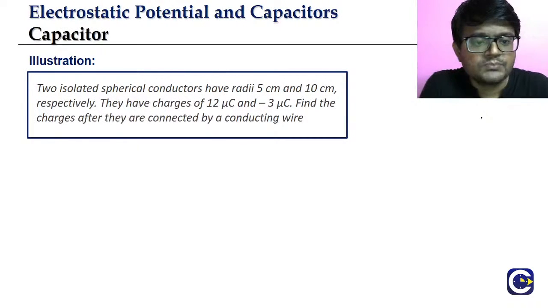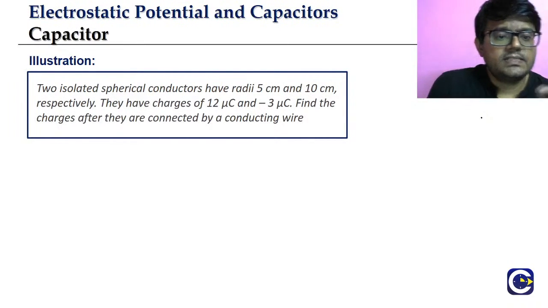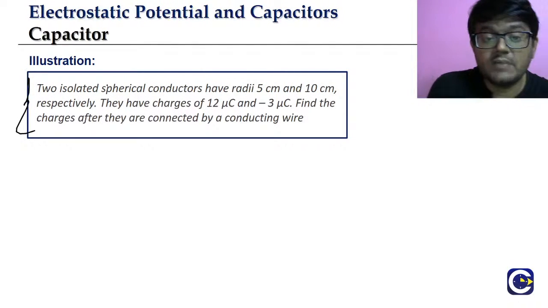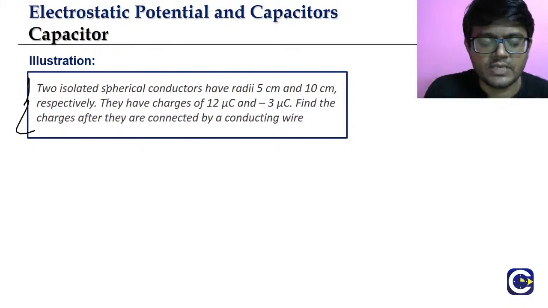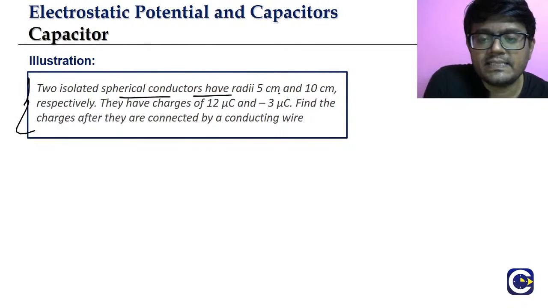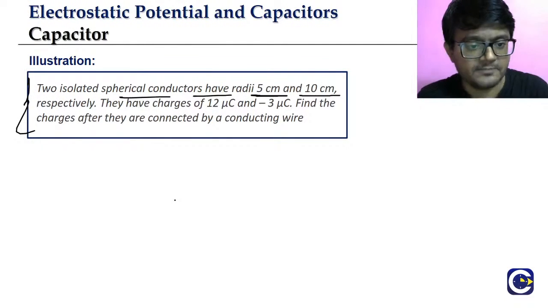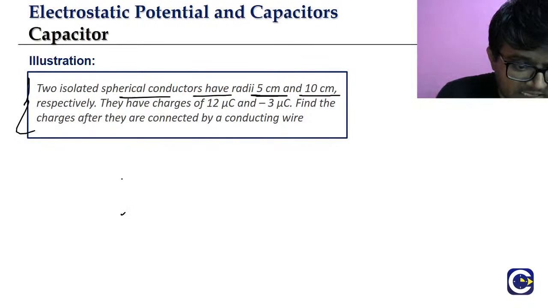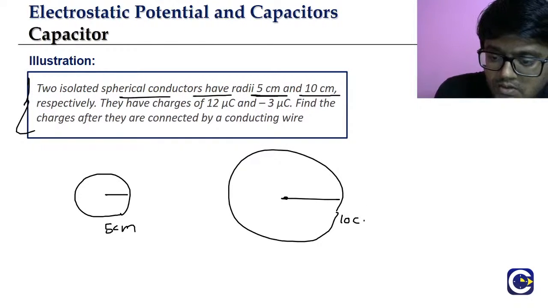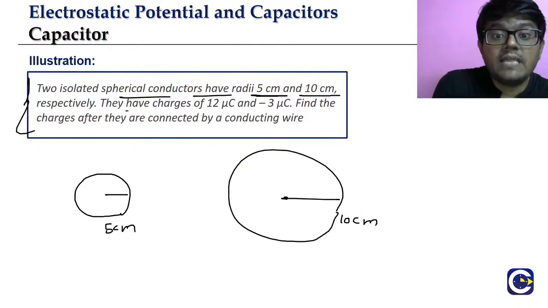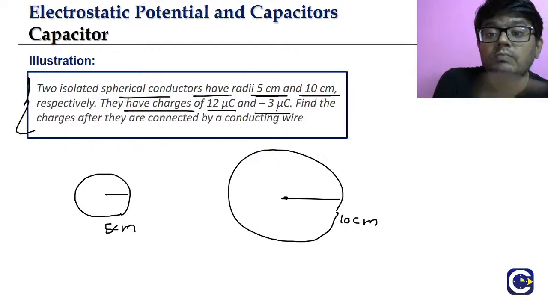Good, Maithili. Okay, so what is this? Mostly we will get questions on isolated spherical conductors. For other types of conductors we will not get questions; mostly they come on spherical conductors. Two isolated spherical conductors have radii 5 cm and 10 cm. We can represent this as a diagram: this one has radius 5 cm, and this one has radius 10 cm. They have charges 12 microcoulomb and minus 3.